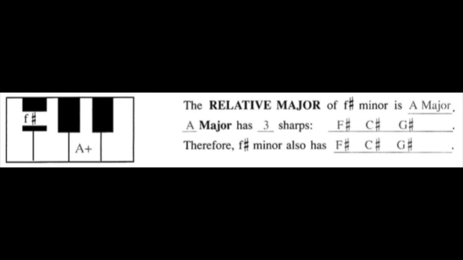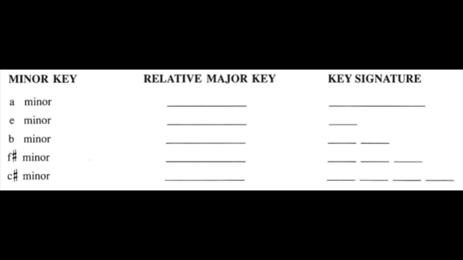Now try the next three on your own. After you complete that, all you're doing is basically the same thing. So, fill in the blanks. If your minor key is A, we're going to go up three semitones, A to A sharp, to B, to C. So my relative major key will be C major, and it will have no sharps or flats.